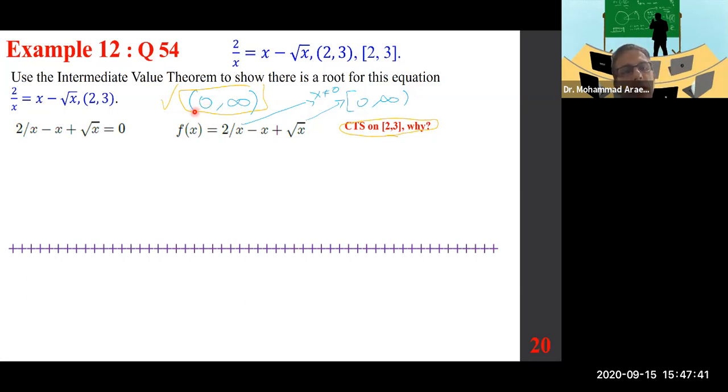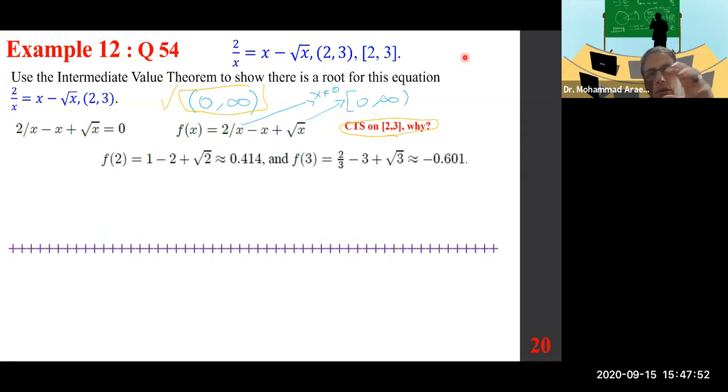So with that being the case, we are going to evaluate the function at 2 and 3. So plug in 2 and plug in 3. Now if you want to see what happens, you may have to use a calculator. The point is the following. One of them is positive. One of them is negative. We don't care what the number is. What we want is if one is positive, one is negative, 0 is in between.